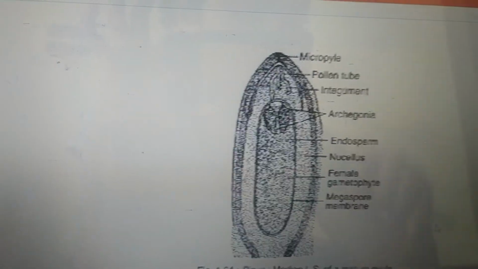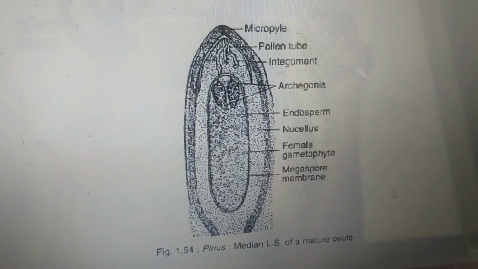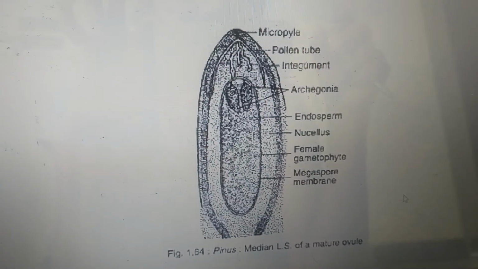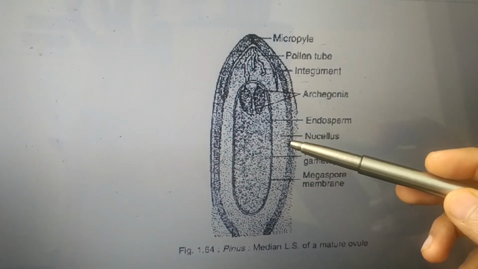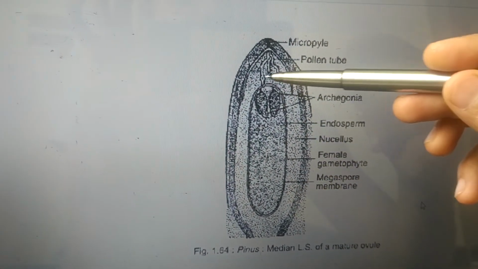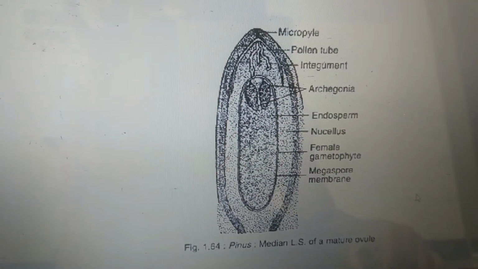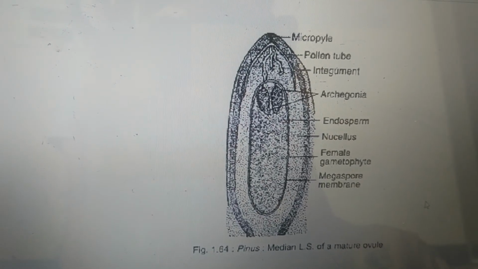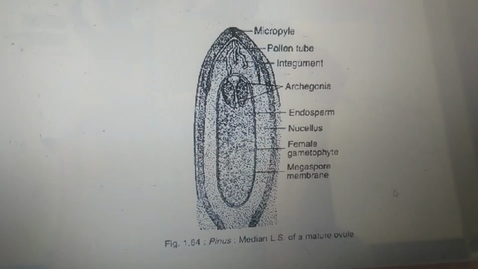Endosperm, we will be discussing regarding this one. Endosperm is nothing but a free nuclei division, which is again a nutritive tissue required for the development. This is the female gametophyte, nucellus, megaspore membrane. So this was a description regarding the megasporogenesis in case of Pinus. Thank you.